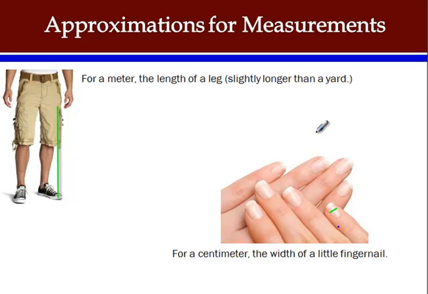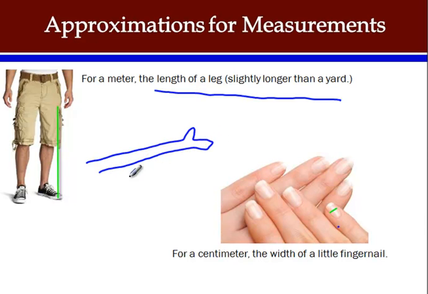Now, some approximations for the metric system measurements. For a meter, think of the length of a leg, which is slightly longer than a yard. If you'll recall, we said a yard was about as long as an outstretched hand. Well, a leg is slightly longer than that. A meter is actually a little bit more than 3 inches longer than a yard. And a centimeter is smaller than an inch. Just look at your little fingernail, and that gives you a good estimation of what a centimeter represents.